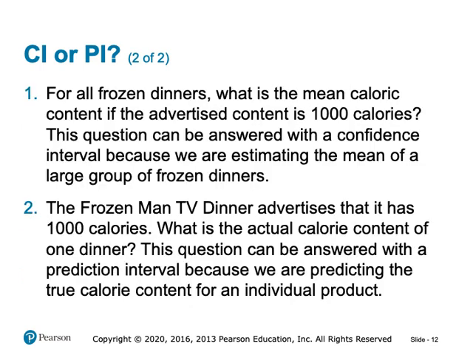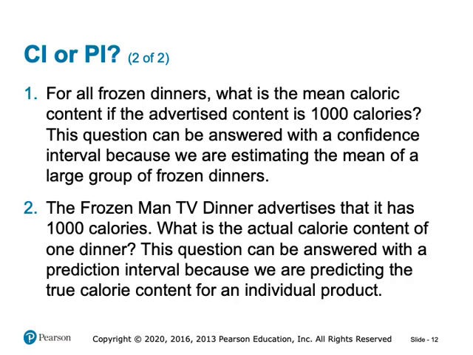To summarize the distinction between when to use a confidence interval, CI, versus a prediction interval, PI, let's revisit the two questions from the previous slide and provide clear answers. 1. For all frozen dinners, what is the mean caloric content if the advertised content is 1,000 calories? This question is about estimating the mean caloric content for a large group of frozen dinners. Because it focuses on the average, it can be answered using a confidence interval. The confidence interval provides a range in which we expect the true mean calorie content to fall, considering all frozen dinners that advertise 1,000 calories.